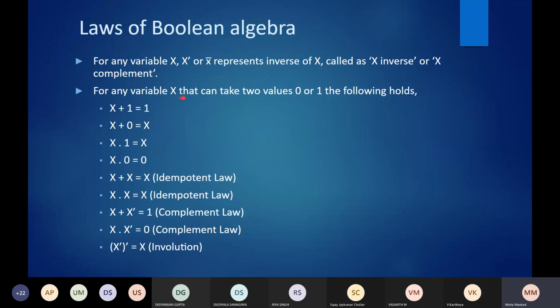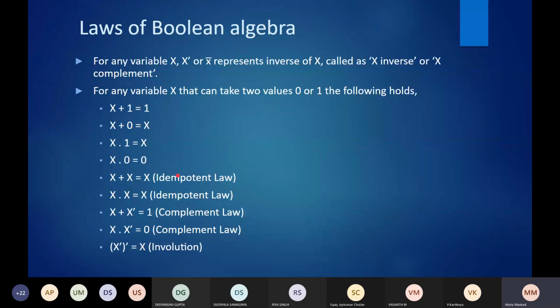For any variable x that can take two values, 0 and 1, the following holds. Now the laws of Boolean algebra are starting. These are a bit theoretical, but they are important. x plus 1 is always 1. Remember that x can be anything; irrespective of the value of x, which can be 0 or 1, these laws hold. So x plus 1 will always be 1, x plus 0 will always be x, x into 1 will always be x, x into 0 will be 0. So these are four basic laws.